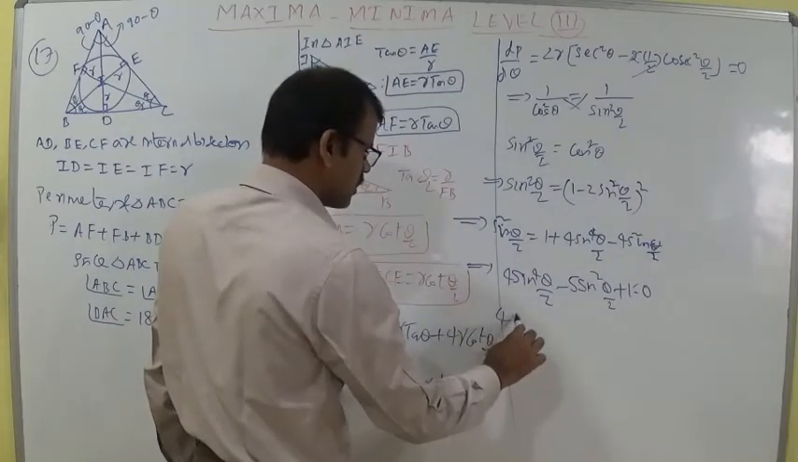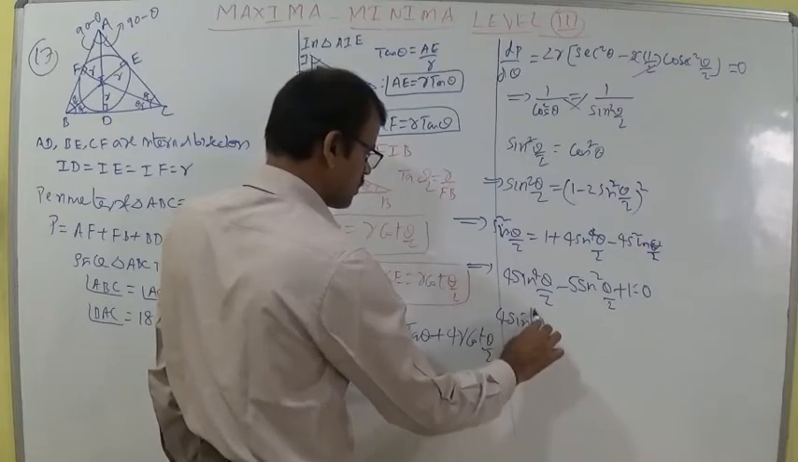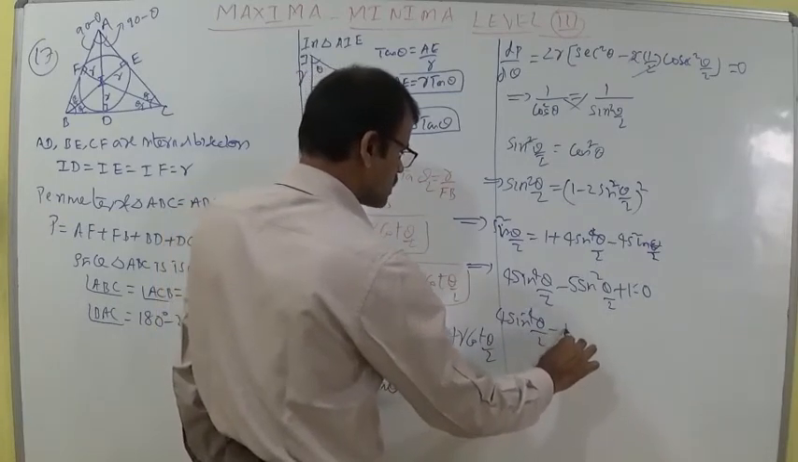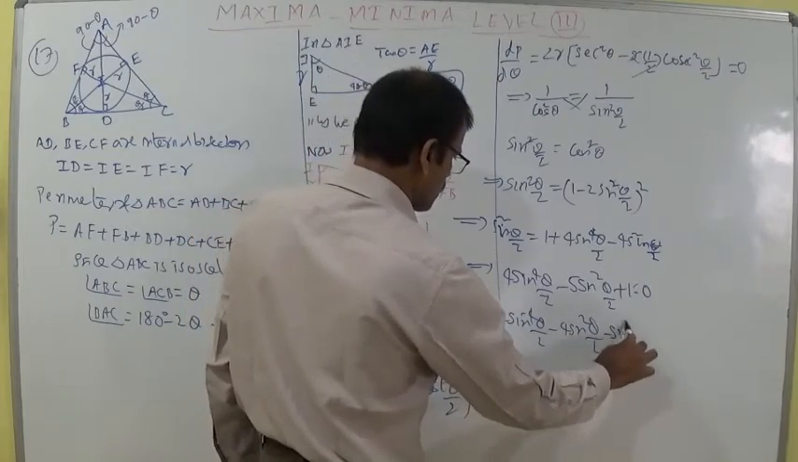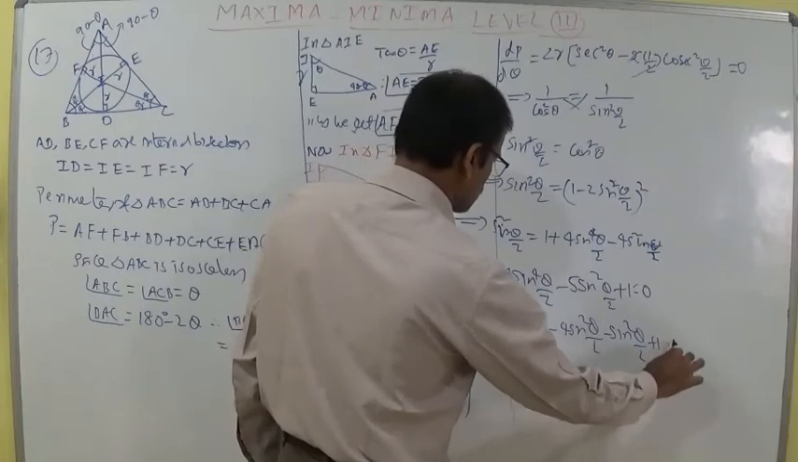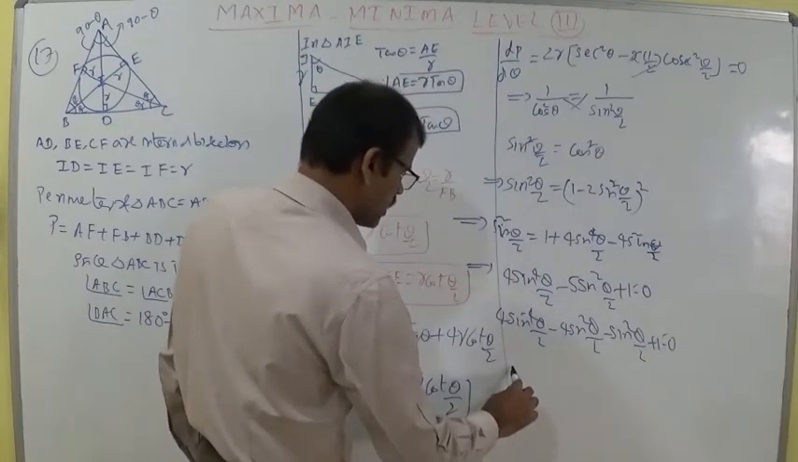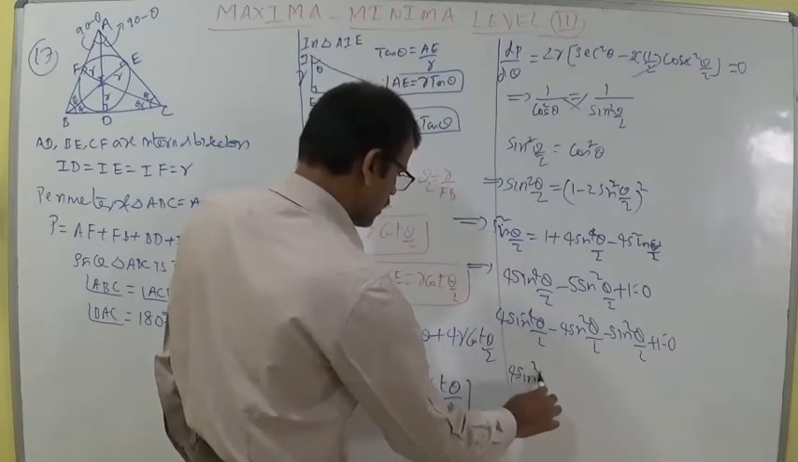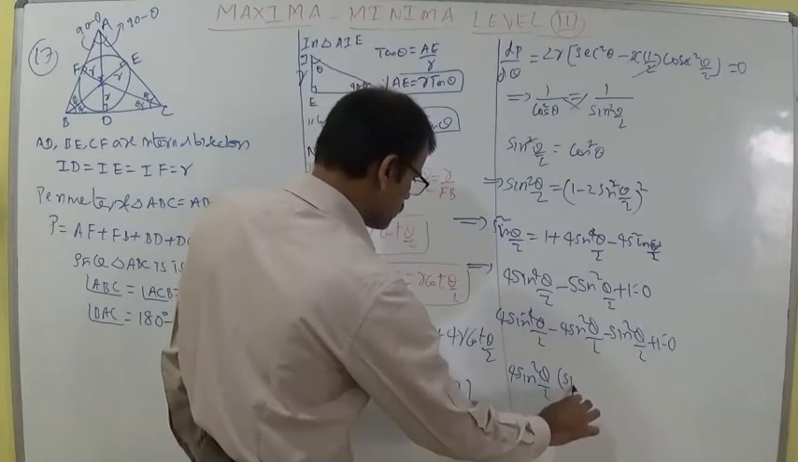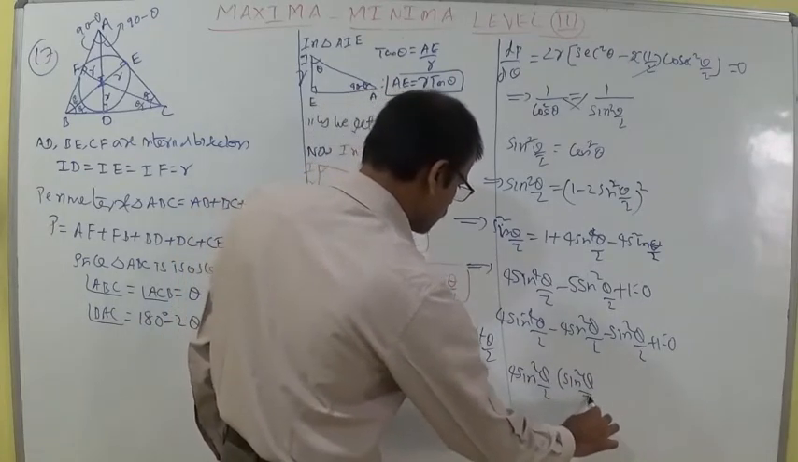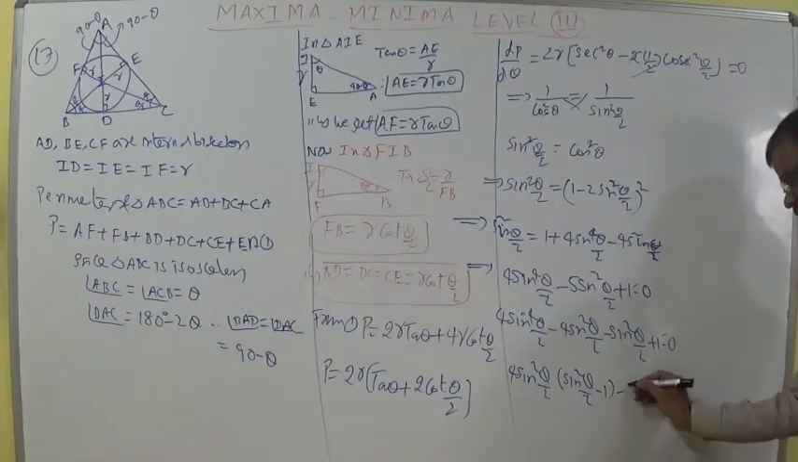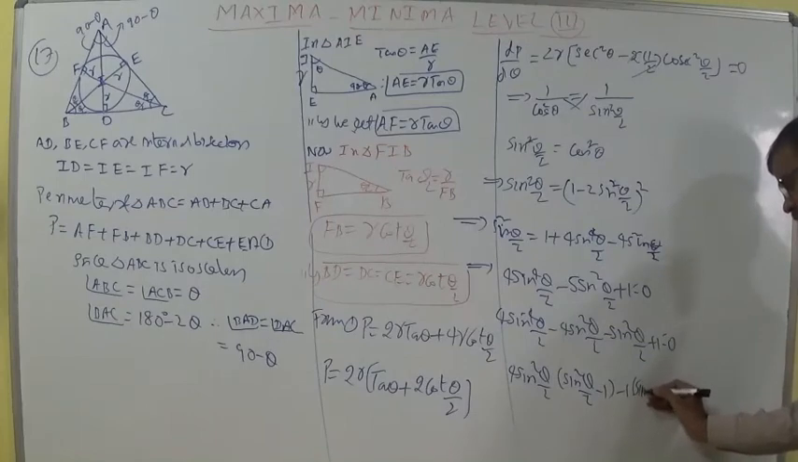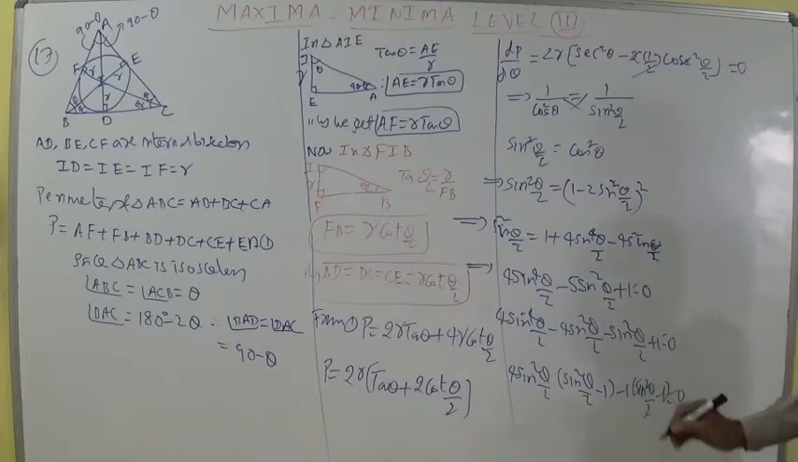Splitting the middle term or factorization, we may get 4 sin power 4 theta by 2 minus 4 sin square theta by 2 minus sin square theta by 2 plus 1 equal to 0. Here you can take 4 sin square theta by 2 common. Within the brackets you get sin square theta by 2 minus 1, and minus 1 taken common, then it becomes sin square theta by 2 minus 1 equal to 0.